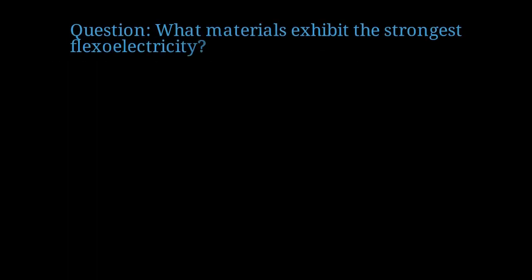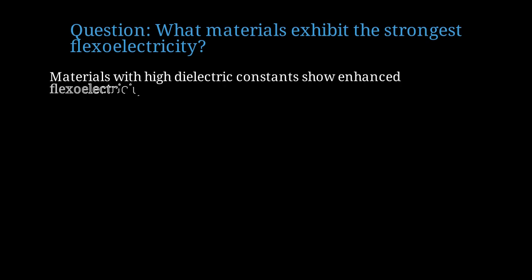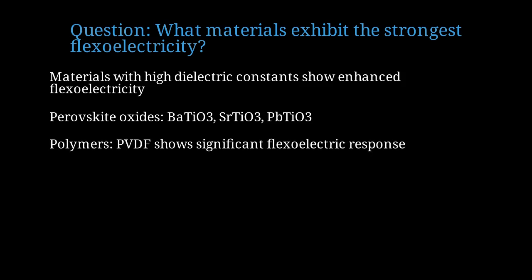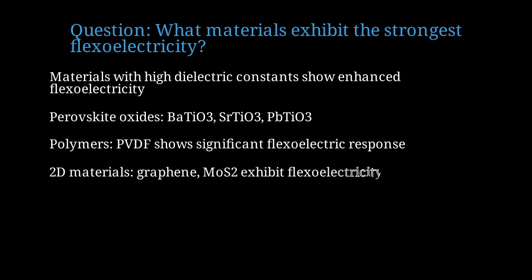Another important question: what types of materials exhibit the strongest flexoelectric effects? Materials with high dielectric constants tend to show enhanced flexoelectricity. The flexoelectric coefficient often scales with the dielectric susceptibility. Perovskite oxides like barium titanate, strontium titanate, and lead titanate are prime examples with large flexoelectric coefficients. Polymers such as polyvinylidene fluoride also show significant flexoelectric responses, especially in thin film form. Two-dimensional materials like graphene and molybdenum disulfide exhibit flexoelectricity, particularly important given their atomic scale thickness.